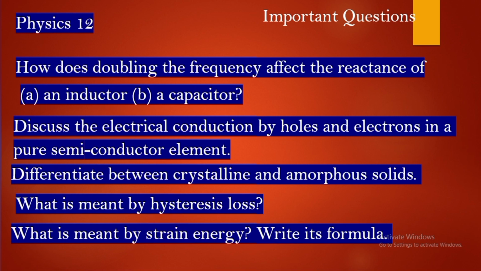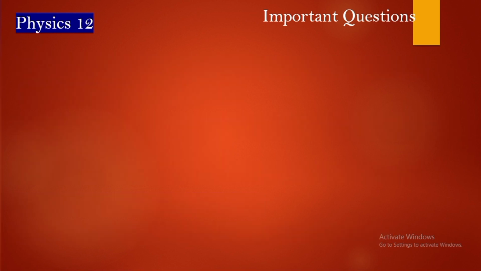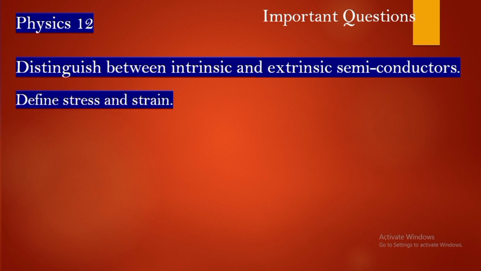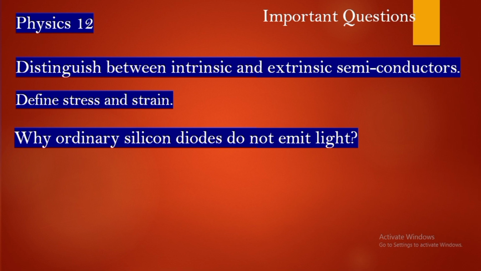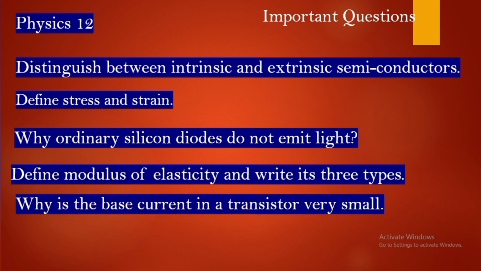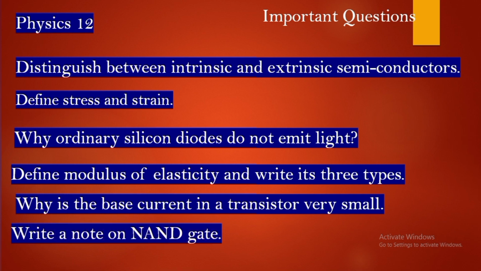What is meant by strain energy? Write its formula. Distinguish between intrinsic and extrinsic semiconductor. Define stress and strain. Why do ordinary silicon diodes not emit light? Define modes of electricity and write its three types. Why is the base current in a transistor very small? Write a note on any indicator.